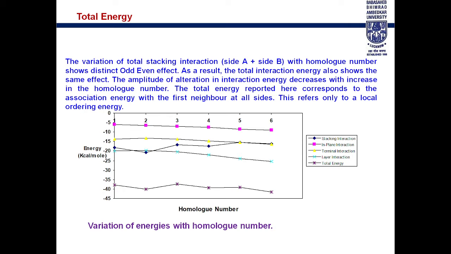When we come to the total energy, the total stacking interaction, side A plus side B, with homologous number shows a distinct odd-even effect. As a result, total interaction energy also shows the same effect. The amplitude of alteration in interaction energy decreases with increase in homologue number. The total energy reported here corresponds to the association energy with the first neighbor of all atoms. This refers only to a local ordering energy.